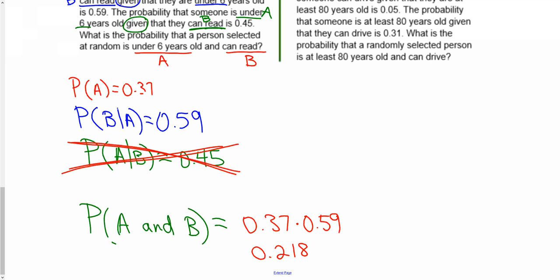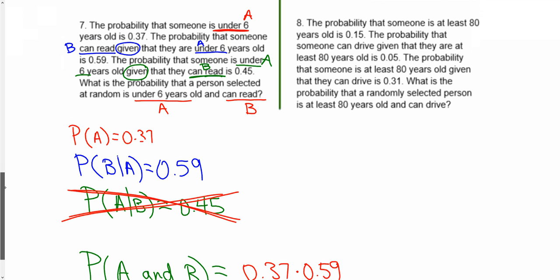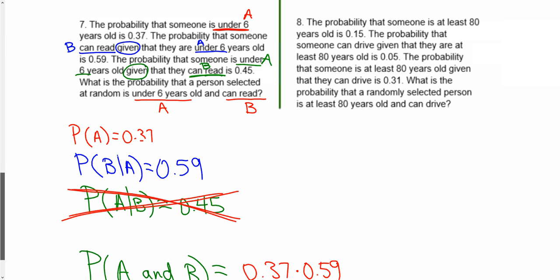So what I want to do now is I want to give you about 2 minutes to go through the paragraph on number 8, decode it, label all the probabilities, and then see if you can figure out which formula you need to use to calculate the actual probability that they're asking you for. So I'm going to give you like 2 minutes.